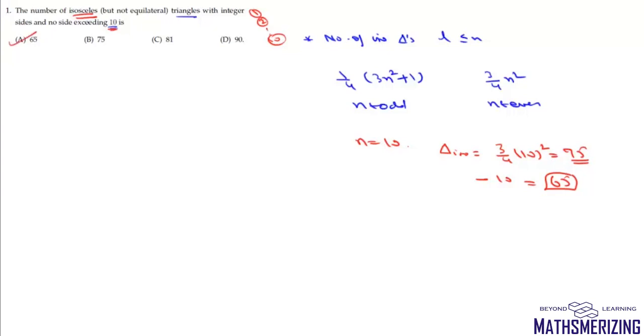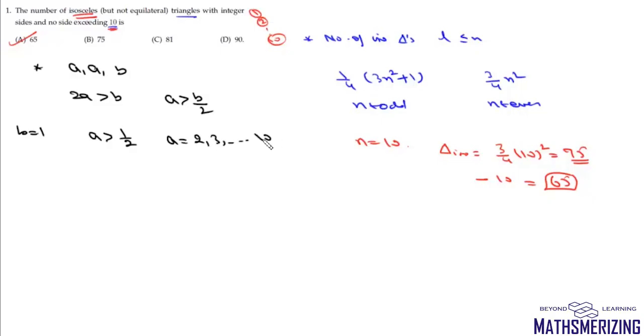A. Another method could be just by choosing the values of sides. So suppose the sides are A and B, and we know that these sides must follow the triangle inequality. So that means 2A must be greater than B, that is, the value of A should be greater than B by 2. So if we choose B as 1, we'll get A as greater than 1 by 2. So all the possible values of A will be starting from 2 all the way up to 10.